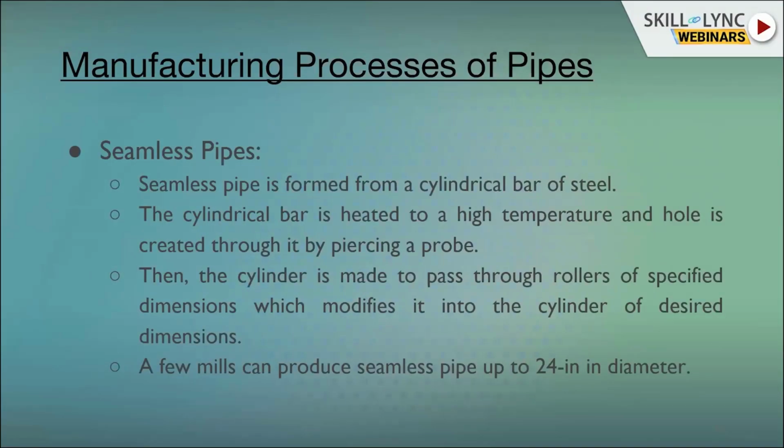Okay, now we go into it. I have earlier explained all these things, but I will go into the definition part. A seamless pipe is formed from a cylindrical bar of steel. I will get into the rolling part of it, that is, the manufacturing of a steel part.